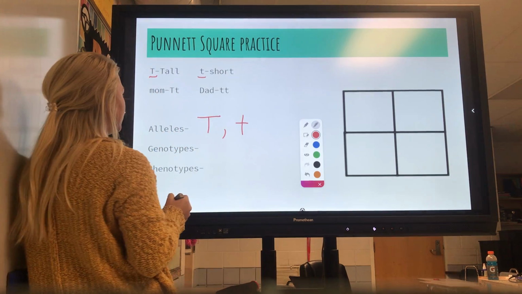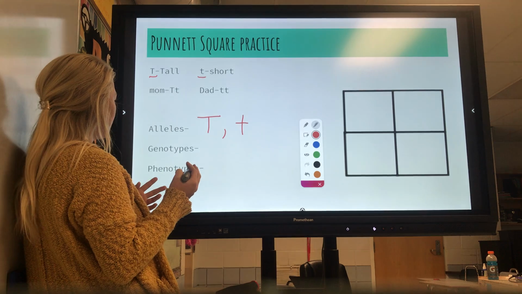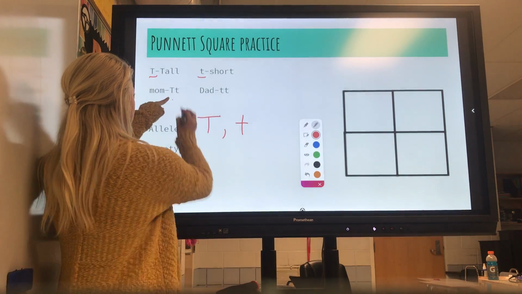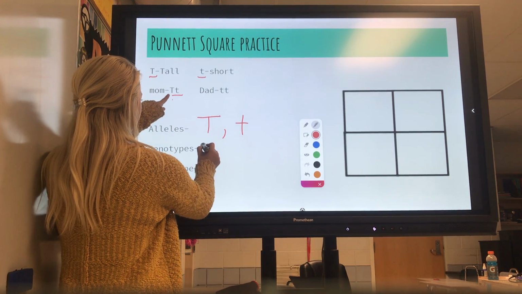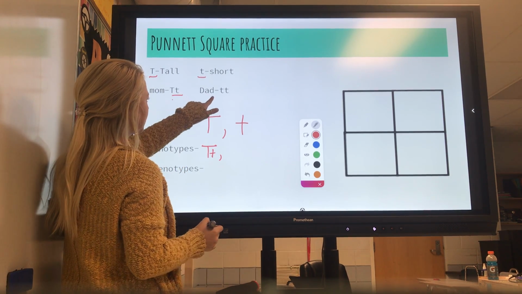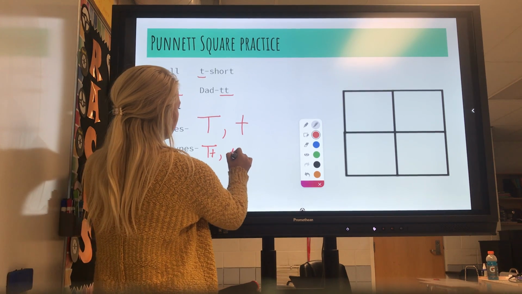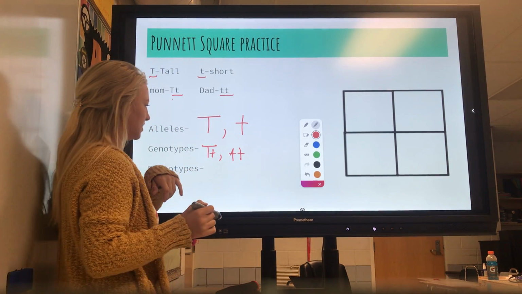Our genotypes are our letter combinations. So one genotype is mom's letter combination. She has a dominant T, recessive t. Dad's letter combination, or genotype, is little t, both recessives.